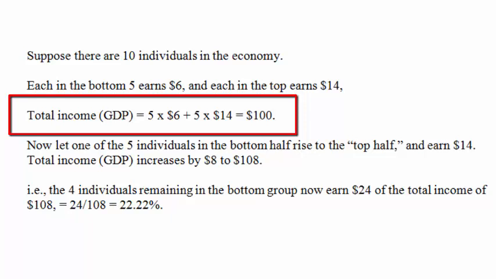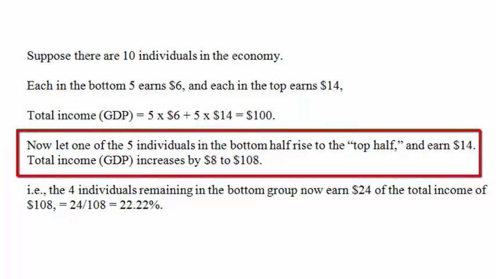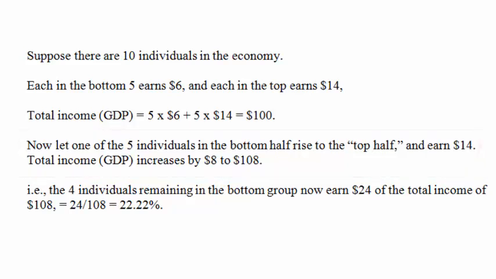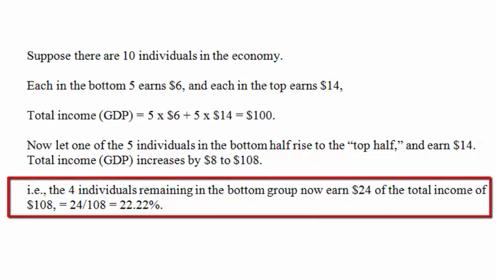In my example, I said, let one of the 5 poor individuals rise into the top half and earn $14. Because instead of earning $6, she would earn 14, then her income is going to increase by $8. So the GDP will increase by $8 to $108. And now we can calculate the bottom 40%, or those 4 who are left in the bottom group. And they are going to earn 4 times 6 is $24. And the top group is going to earn the rest of the income. So I have $24 over the total of 108. So the bottom 40% earns 22% of the income.